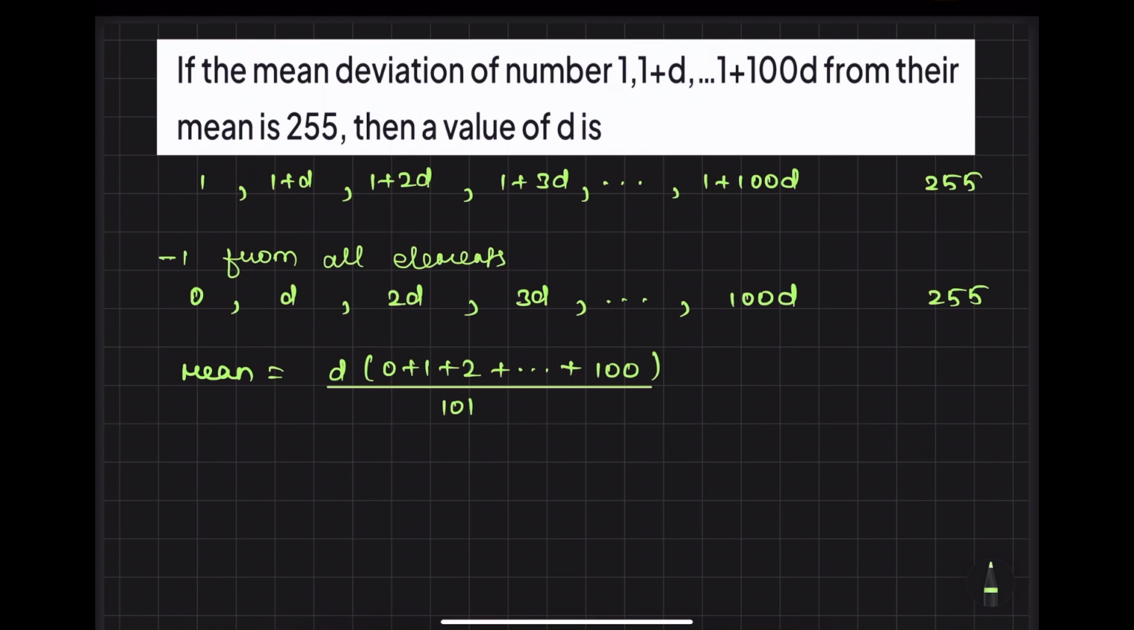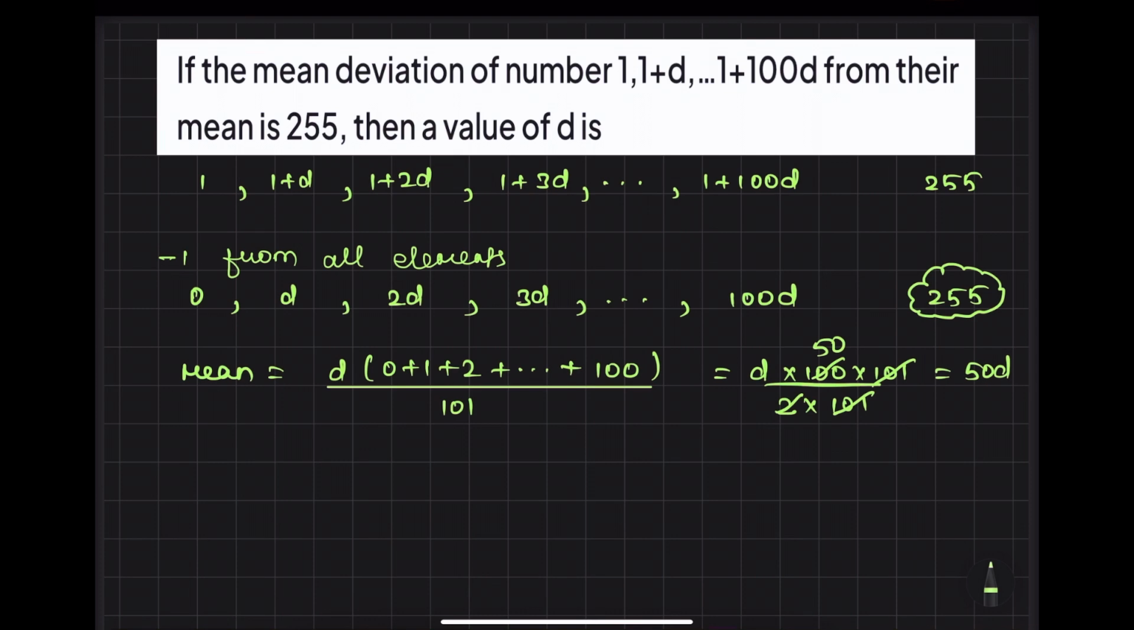Now look at this. So can I write d times n into n plus 1 by 2, and then this is the sum of numbers, and then the number of numbers. So this thing simplified. So mean becomes what? 50d. Now what I will do, I will subtract 50d from all the elements, and then we will take mod, and then divide by the number of numbers, and things are done. We got our mean deviation about mean.